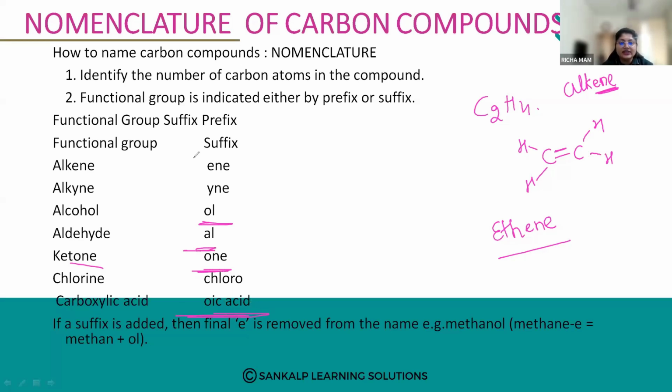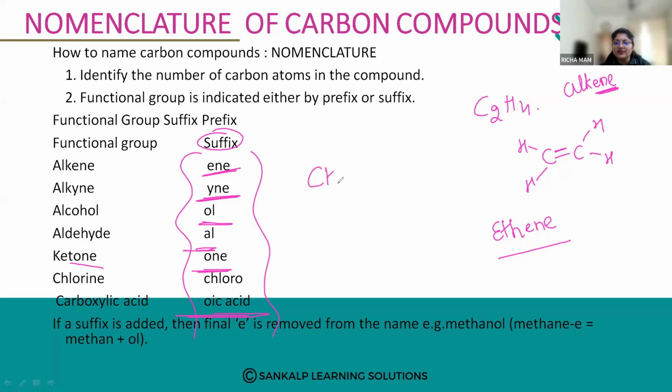If you have alkenes, we are going to write -ene. The suffix is -ene. And if you have alkyne, we are going to add -yne. So these are the different functional group suffixes and prefixes. And if a suffix is added, then the E is removed, E is removed from the name methanol.